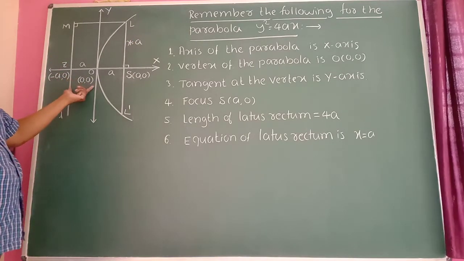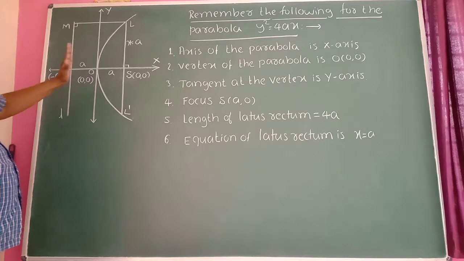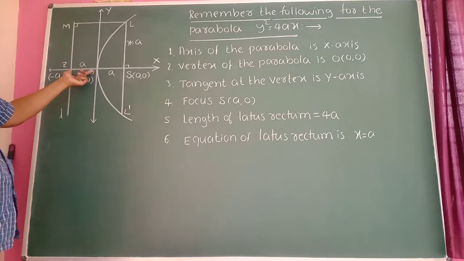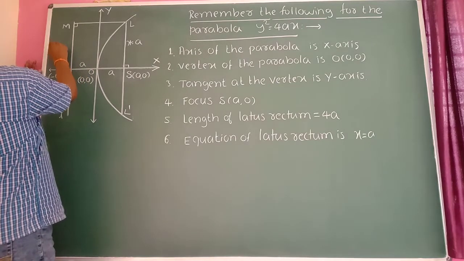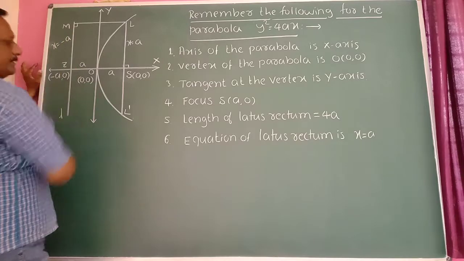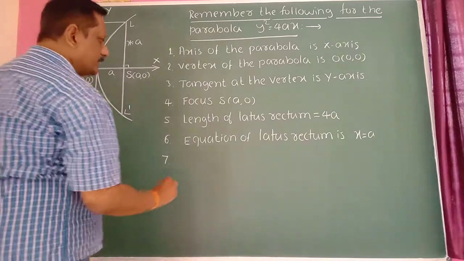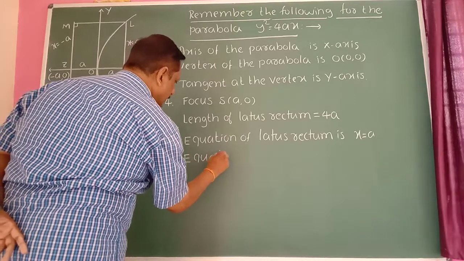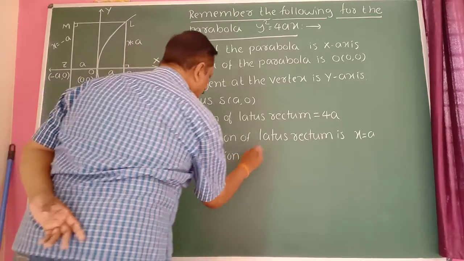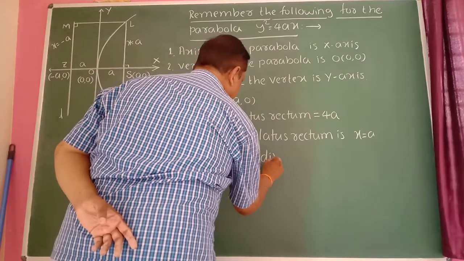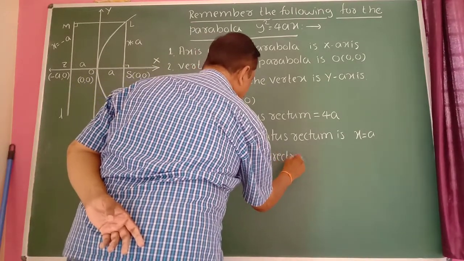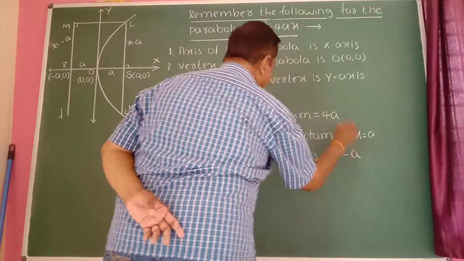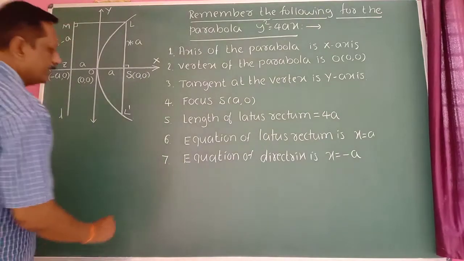Even this distance is also a unit parallel to the y-axis, but it lies on the left hand side, having a distance a unit. Therefore, the equation of this directrix is x is equal to minus a. So write as the seventh one here, equation of directrix is x is equal to minus a.